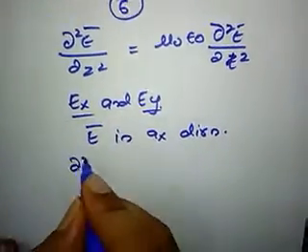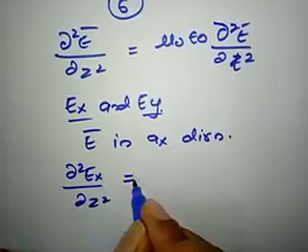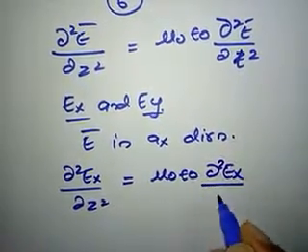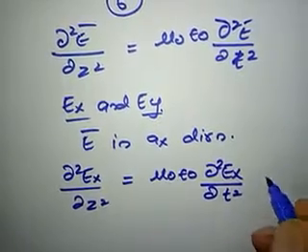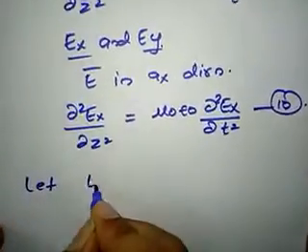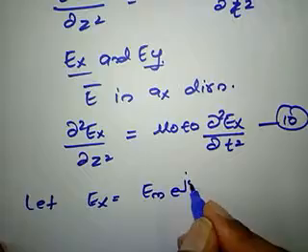then we can write this equation as dou square Ex divided by dou z square, this is equal to mu naught epsilon naught dou square Ex upon dou t square. Okay, take it as 10. Let Ex be equal to Em into e raised to j omega t.